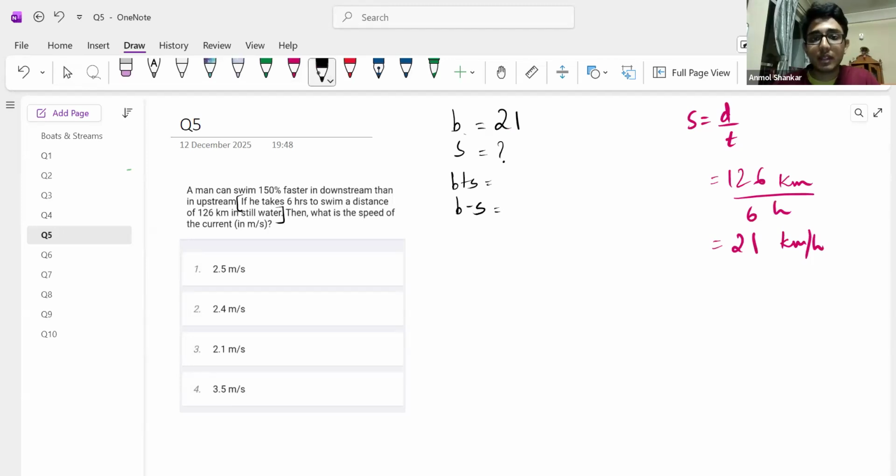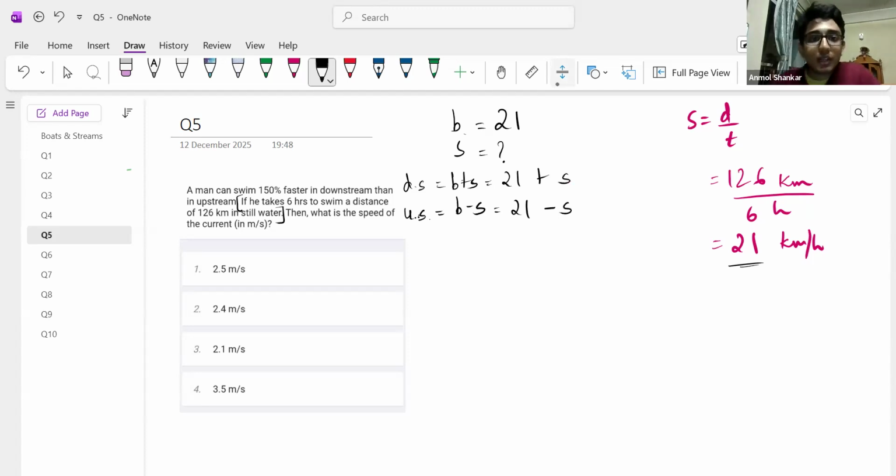B plus S வந்து என்ன எழுதுவோம்? ரெண்டு பேர் எழுதியிருக்கீங்க 21. I am assuming it is 2.1. Okay, value of B, correct, 21. So B plus S, B minus S, we will just write as 21 plus S, இல்லையா? Sorry, 21 plus S, 21 minus S.